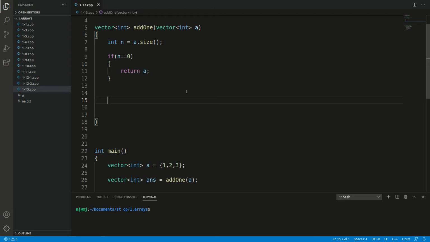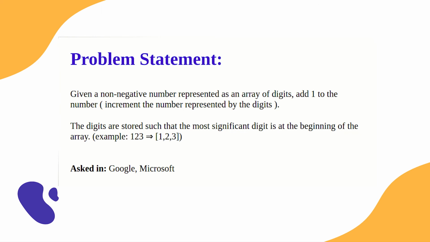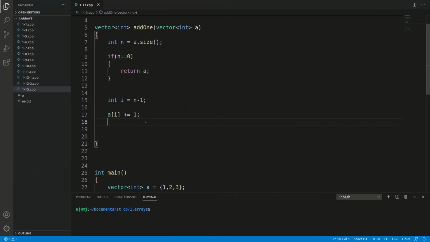First define i equals n minus 1. Why n minus 1? Because if there are n elements, then the last index is n minus 1. Okay, now let's do a of i plus equals 1. So what is this? We are just adding 1 to the rightmost digit. As we have discussed, 123 becomes 124 because we need to add 1 to the rightmost digit. So we have done it here.